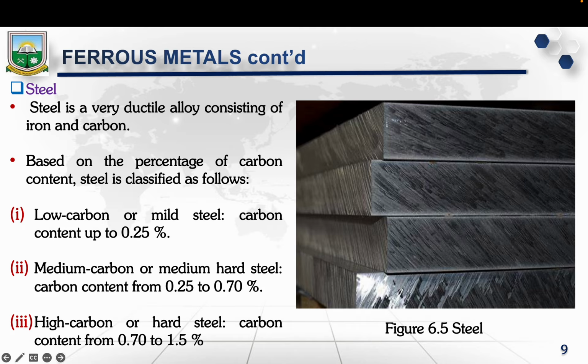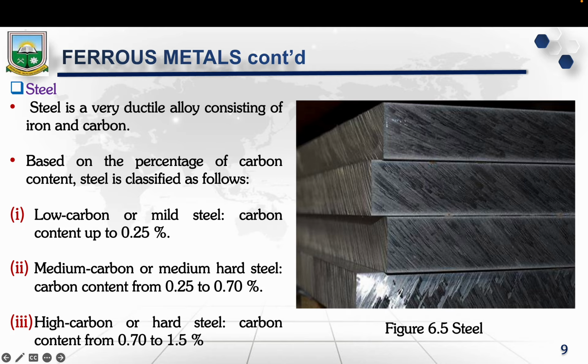The first one is low carbon or mild steel, which contains up to 0.25% carbon. This is typically ductile, and it's used where ease of fabrication is important. The next one is medium carbon or medium hard steel. With a carbon content ranging from 0.25 to 0.7, the steel offers a balance between strength and ductility.